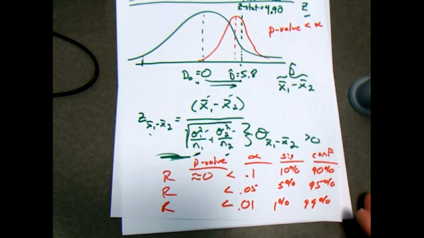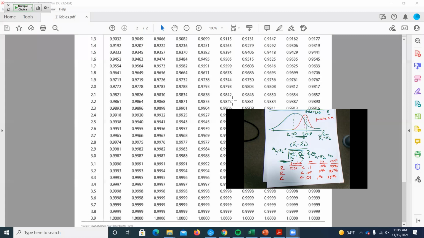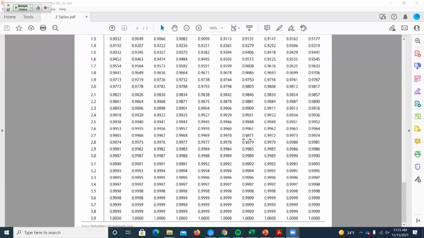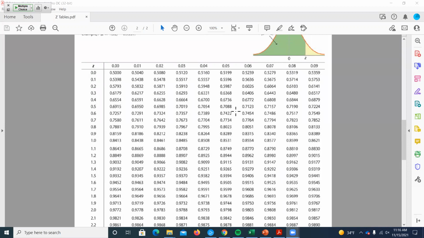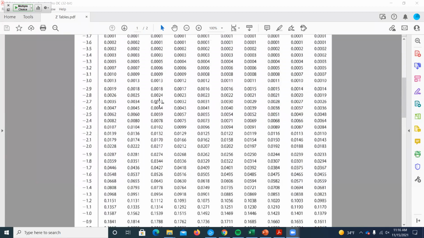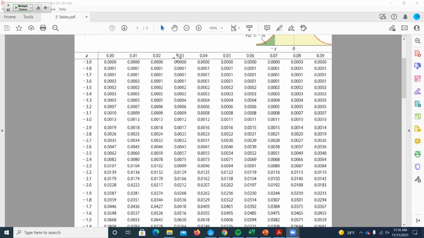Now, if I had wanted to do the critical value approach, I could have. So if I come back here, if I wanted to find the critical values at the significance levels of 10, 5, and 1%, so that is an alpha of 0.1, 0.05, and 0.01, I could look them up in this table. The area I want in the tail is 0.01, so I go look up 0.01. Looks like I'm going to be close to right here. So negative 2.32 and negative 2.33.